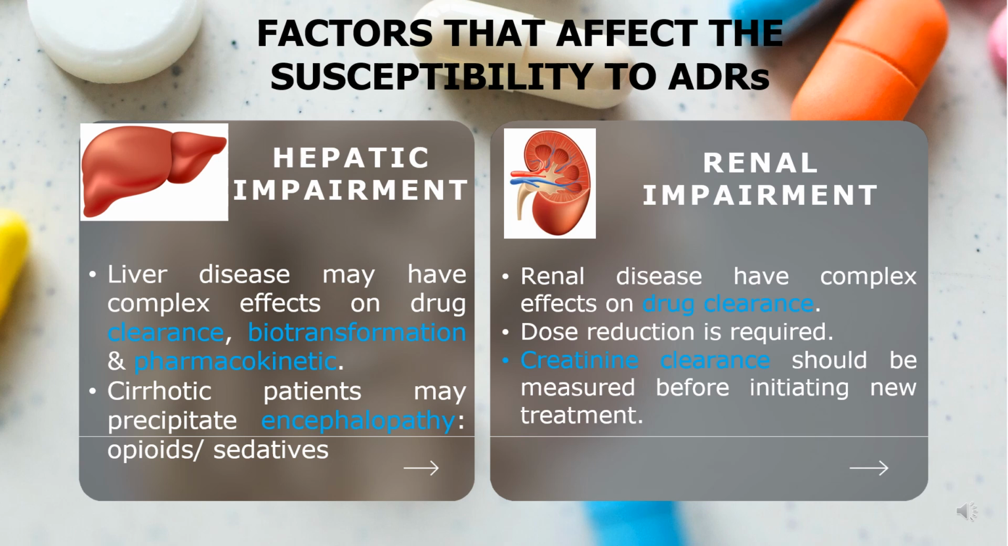Right, renal impairment has complex effects on drug clearance, and dose reduction is required for renal impairment patients. Creatinine clearance should be measured before initiating a new drug or new treatment for this type of patient.